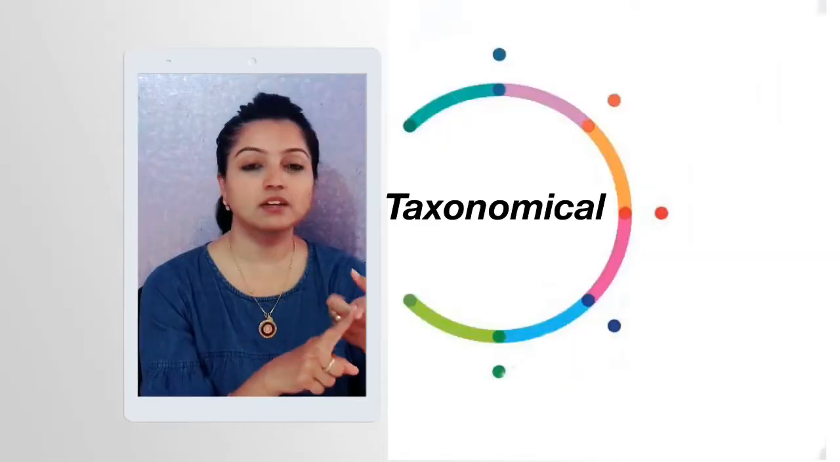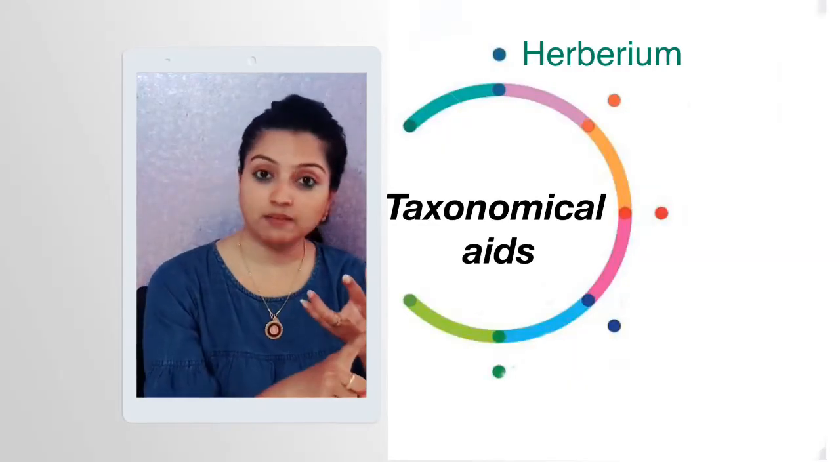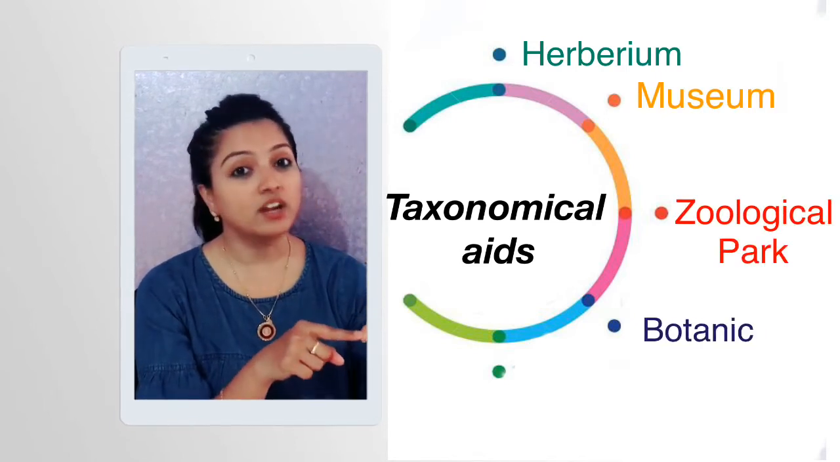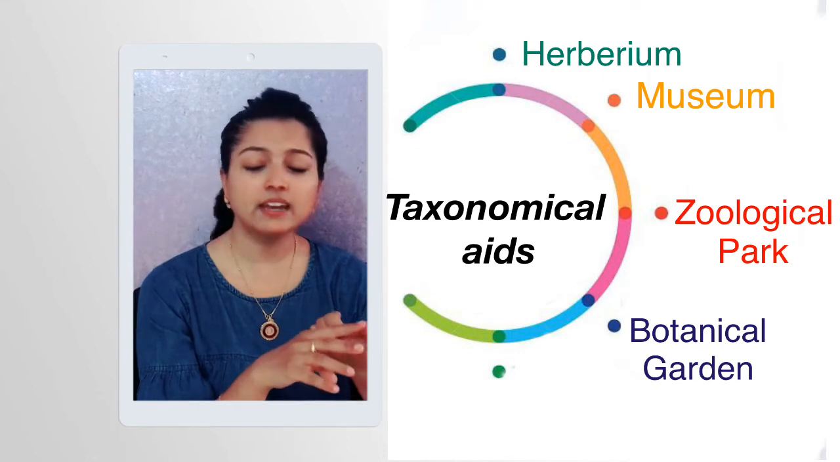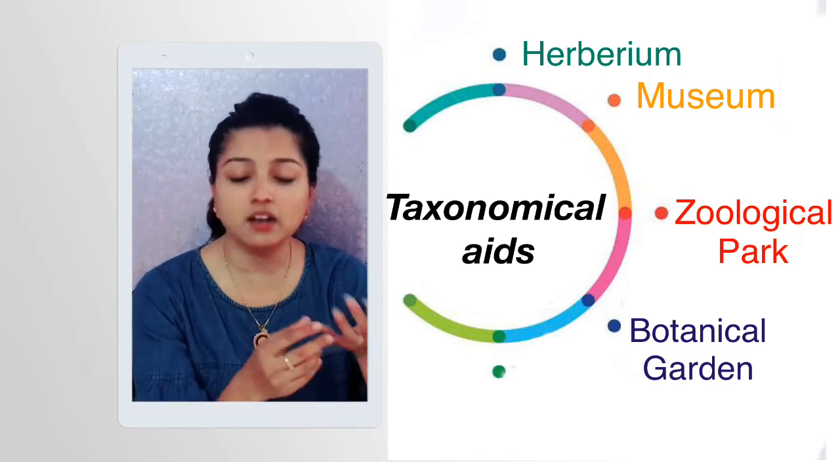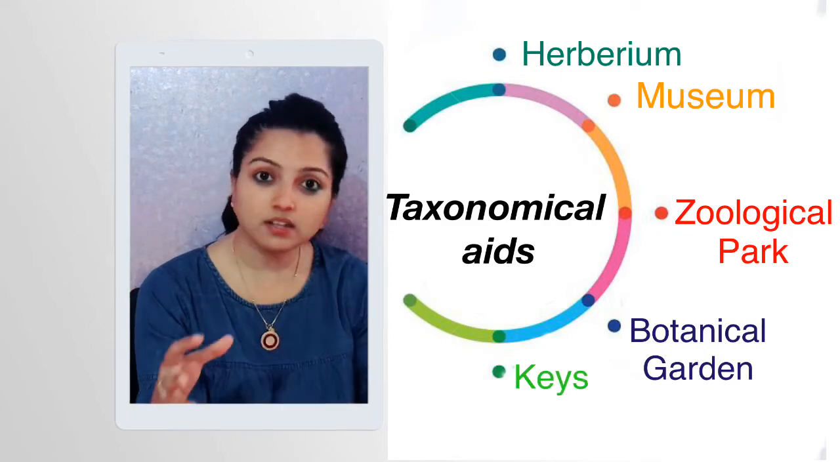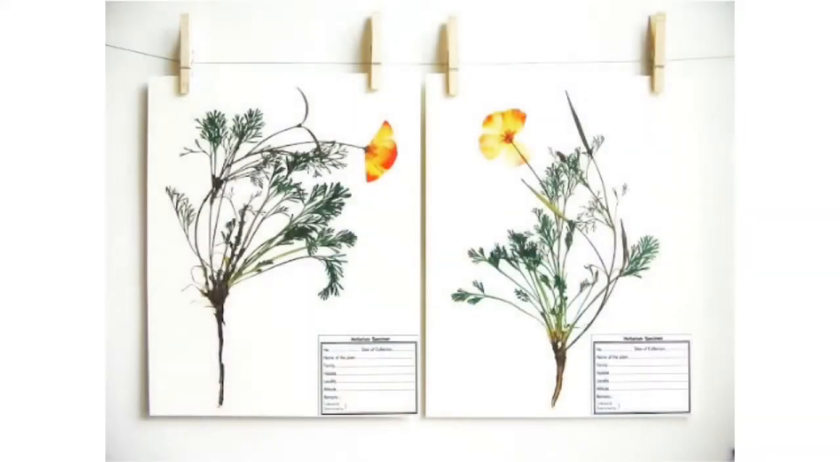Now, these can be in terms of herbarium, second museum, then you can say zoological park, botanical park as well, then zoological garden or botanical park, then you can give an example of a key. These are all the taxonomical aids which preserve the animal and the plant specimens. Okay, the first one I talk about is the herbarium.